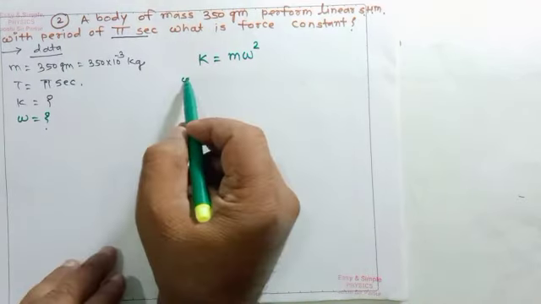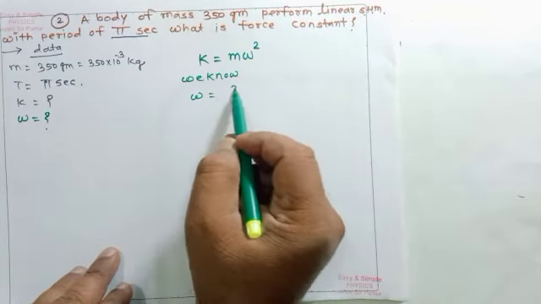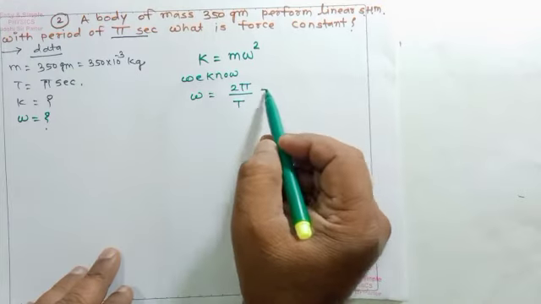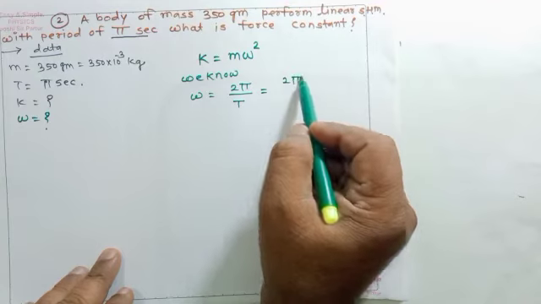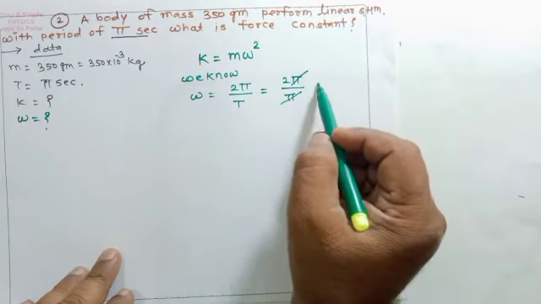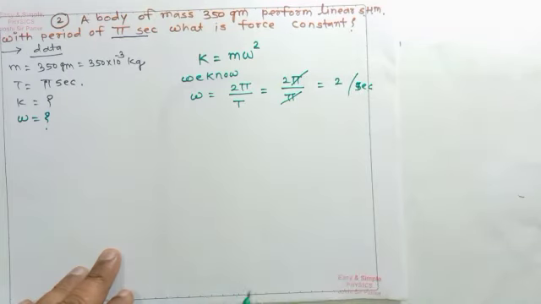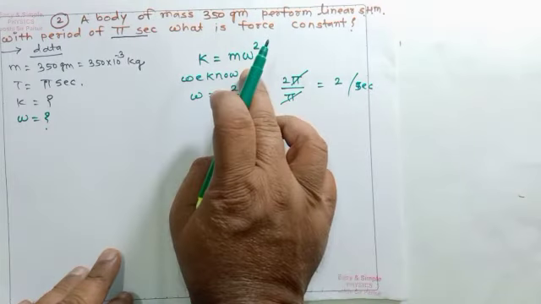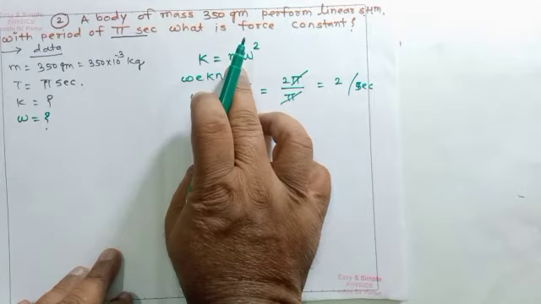But we want to find the value of omega. So we know omega is equal to 2 pi upon capital T. If we substitute the value of capital T, that is pi, it becomes 2 pi upon pi. Pi gets cancelled, and it will be 2 per second. This value 2 is substituted in omega square, and the value of mass is given.